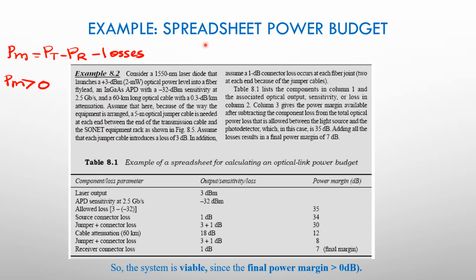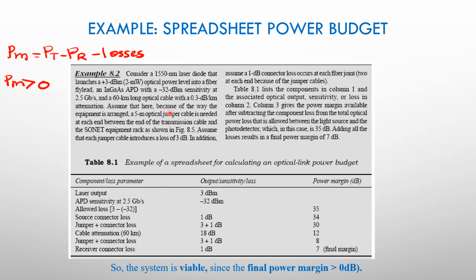Okay, so now let us look at another example on power budget calculation. Let's see the second example. Consider a 1550 nanometer laser diode that launches a 3 dBm optical power level into a fiber flylead. This is our power transmit, 3 dBm. And an indium gallium arsenide APD, our photodetector, with negative 32 dBm sensitivity at 2.5 gigabit per second, and a 60 kilometer long optical cable with 0.3 dB per kilometer attenuation. This is the fiber attenuation, 0.3 dB per kilometer.